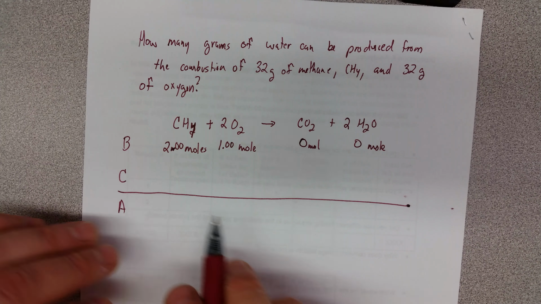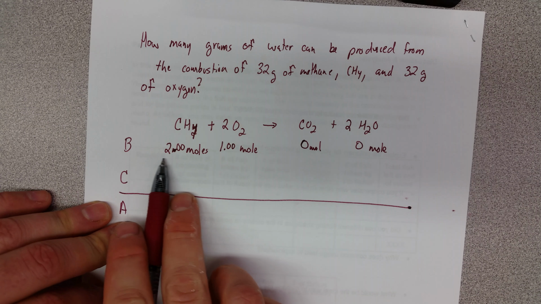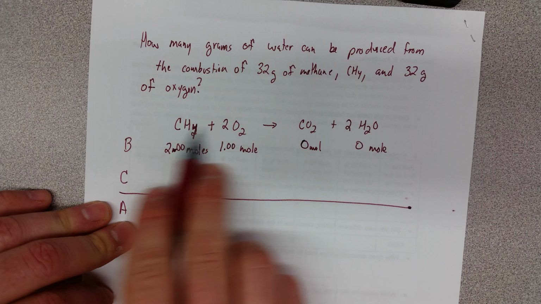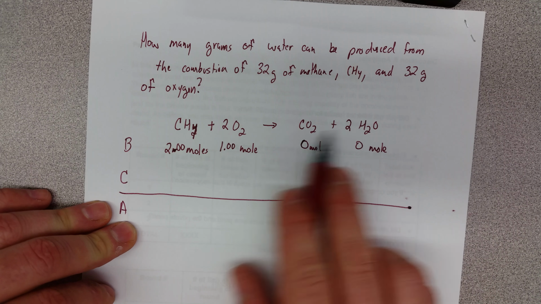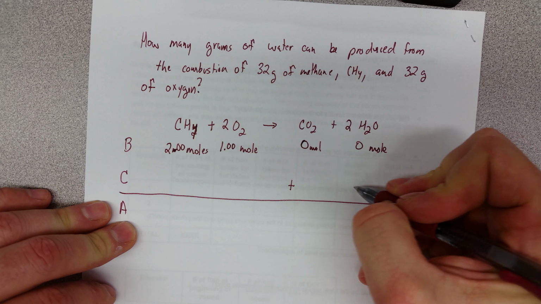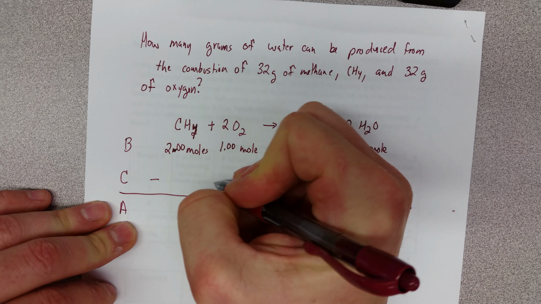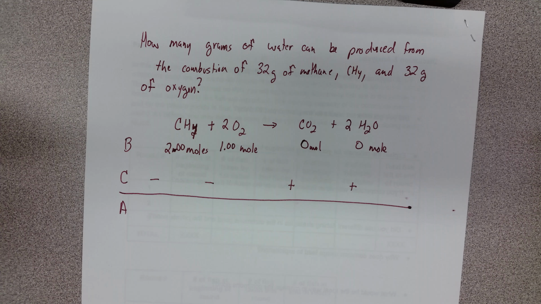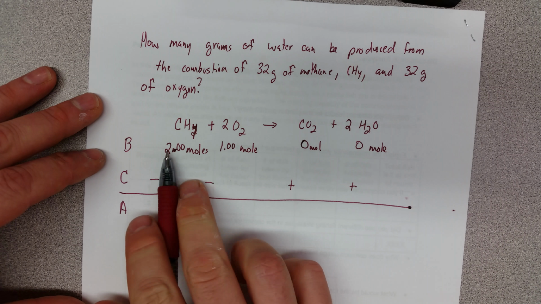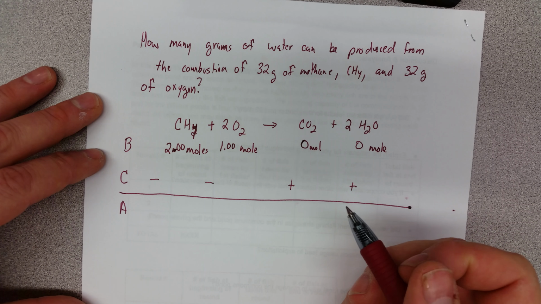Now from here it's just a matter of trying to figure out, okay, if this reaction takes place, these things are going to go down, these things are going to go up. So this is going to be plus and a plus, this is going to be minus and minus. So now I just have to figure out which one of these two is going to be the limiting reactant.